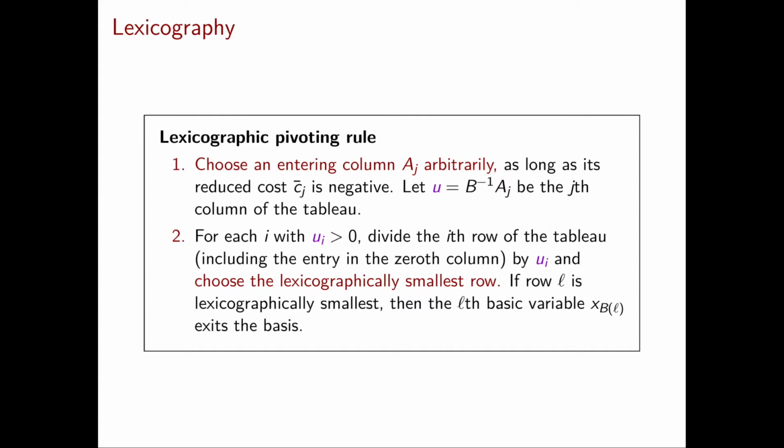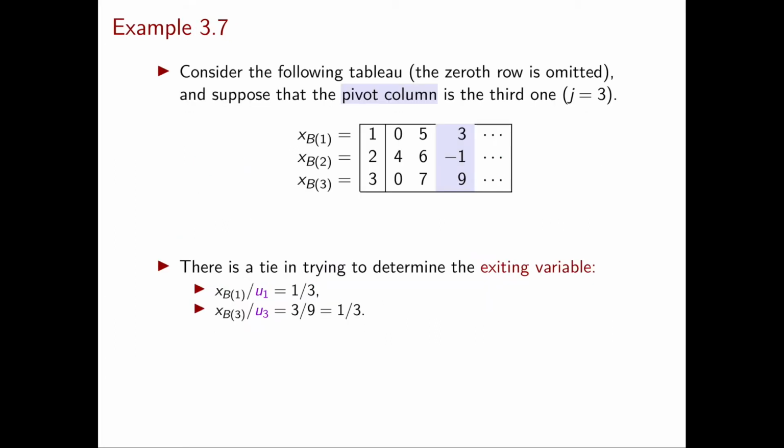Essentially, the lexicographic pivoting rule is telling us that in case we have a tie among 2 of these ratios, you need to divide also the entries in the first column by u_i and pick the smallest. If you have again a tie, you look at the second column of the tableau and so on and so forth. To clarify our minds, let's see immediately an example.